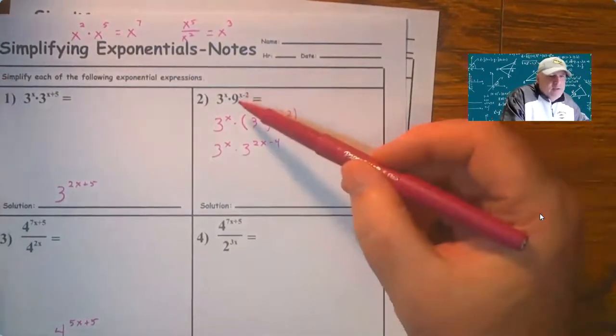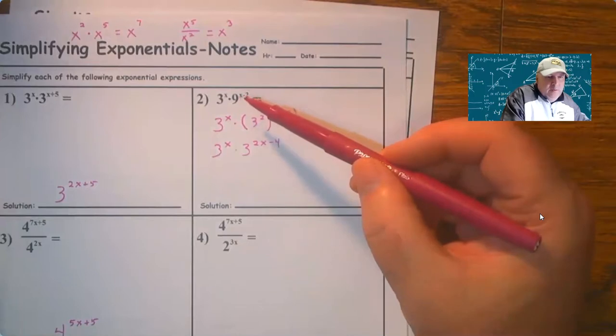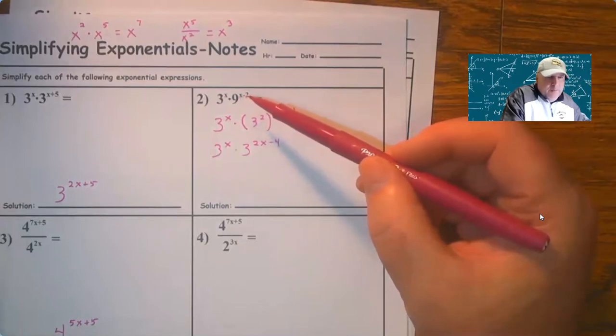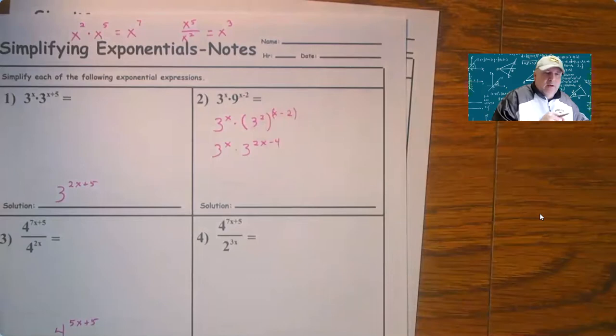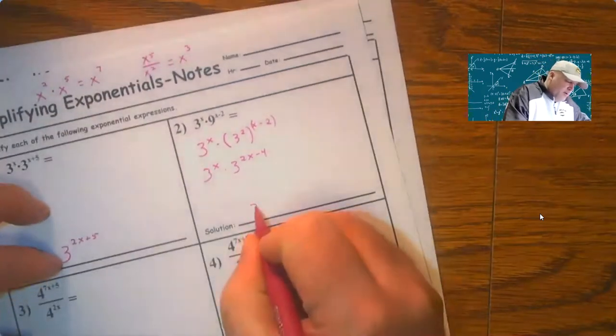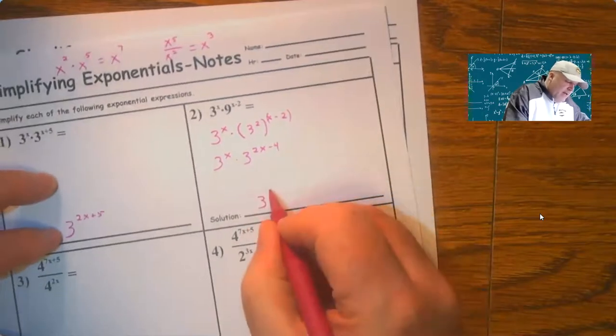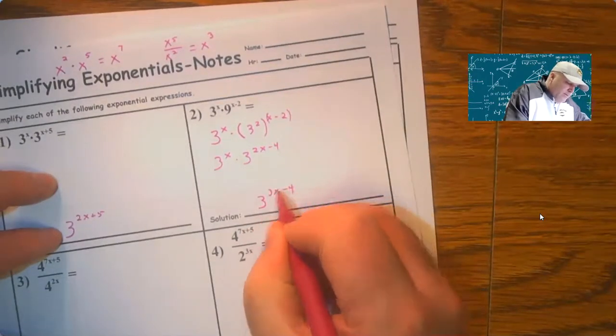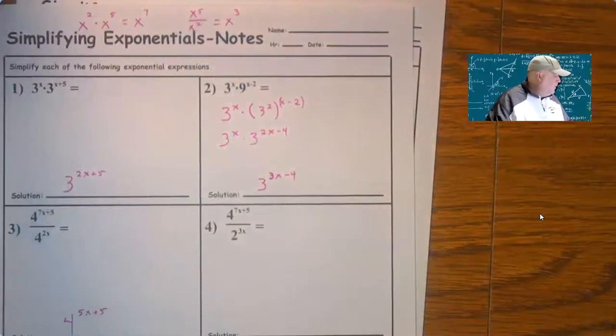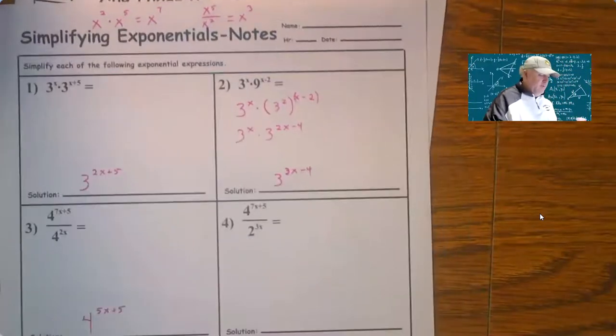So just look at this, 3 squared. The 2 goes to the x minus 2. You just multiply by 2, whatever that new power is going to be when you rewrite it. Easy enough as you practice it. And now we have to add the 2 exponents together. So 3x minus 4.